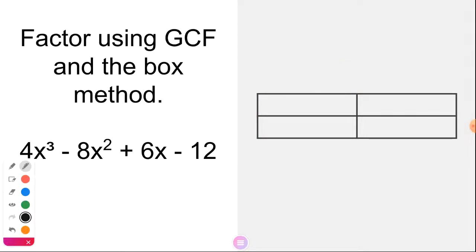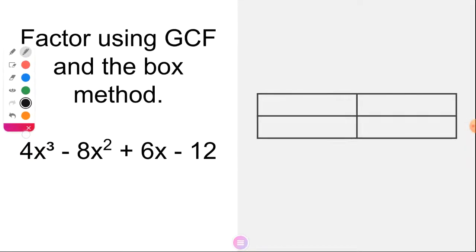Okay, next example. We have 4x cubed minus 8x squared plus 6x minus 12. There's something special happening on this one. Notice that all of these are even. That means that we need to factor out our greatest common factor first. So something that goes into all of these, if you look at your numbers, I would maybe check, does 4 go into everything? Well, 4 goes into 8 and 12, but it does not go into 6, so that's not going to be our greatest common factor.